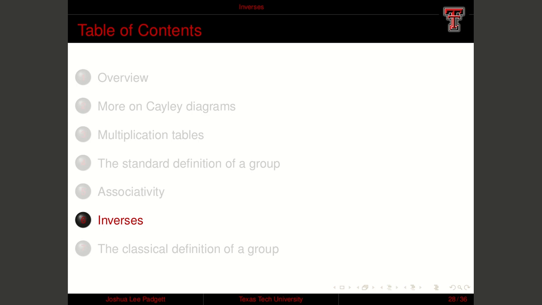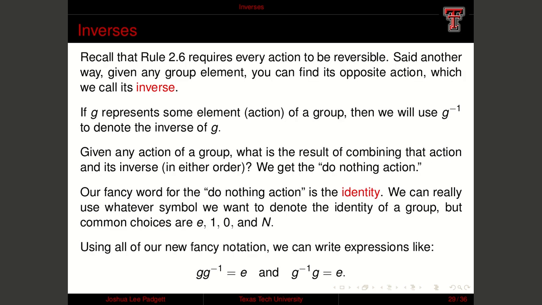All right. Now, the next piece are inverses, and I think this is one that can cause a little bit of issue. All right. So, Rule 2.6 requires every action to be reversible, which is another way of saying that if you have an action, there is an opposite reaction. Opposite action, and we will denote this opposite action as the inverse. All right. Now, we will use the notation g raised to the negative 1, and what I want to first say is this does not mean 1 divided by g. Okay? So, the inverse simply means the reversal, and what that means depends heavily on the action.